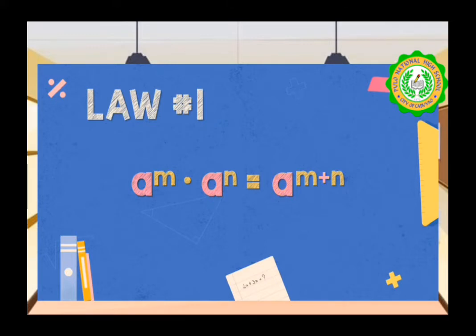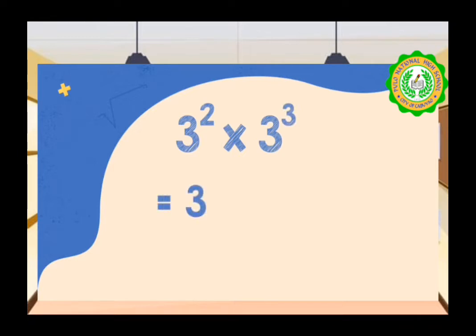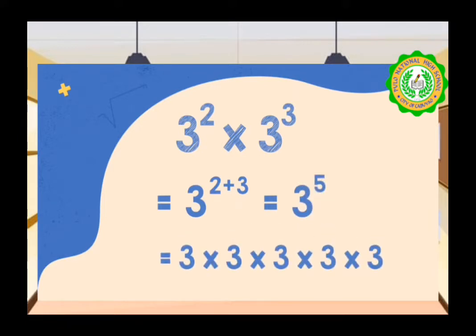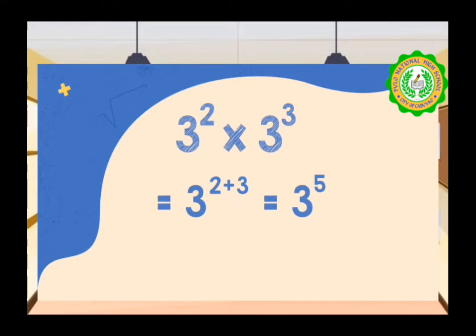So for example, the equation 3 raised to the power of 2 times 3 raised to the power of 3 is equal to 3 raised to the power of 2 plus 3. Then the equation will become 3 raised to the power of 5. So it means that 3 will be multiplied 5 times, and it will give us a result of 243.